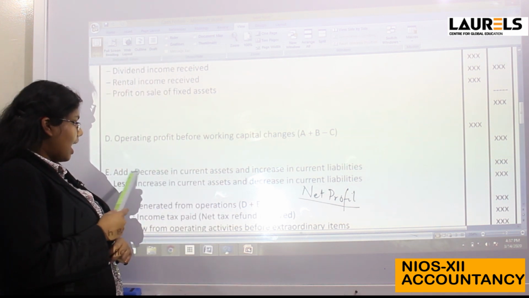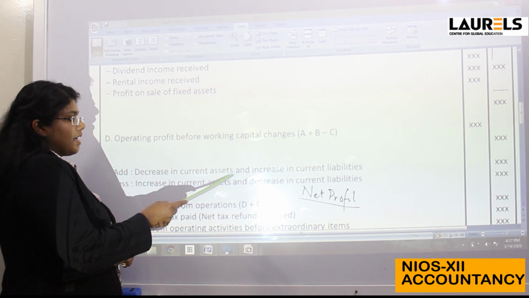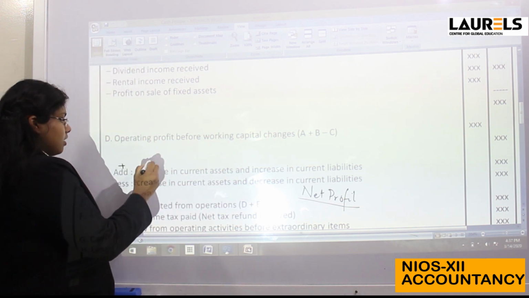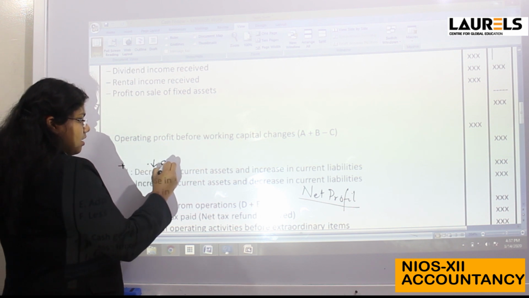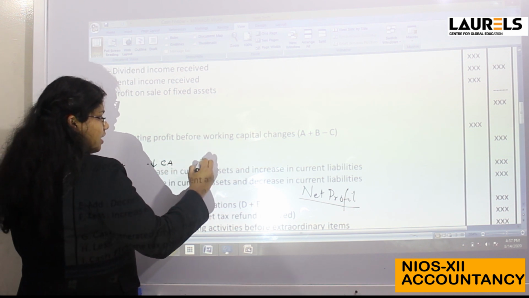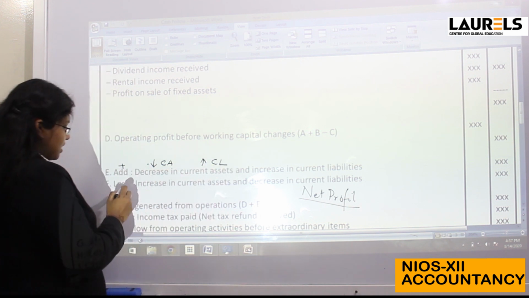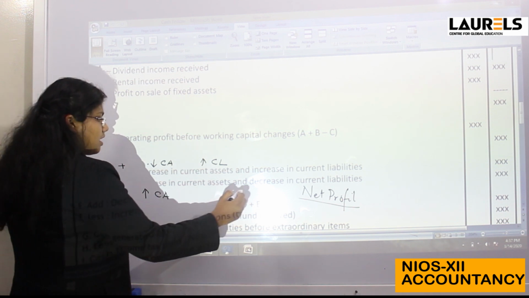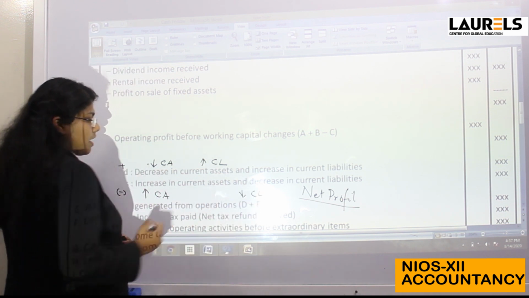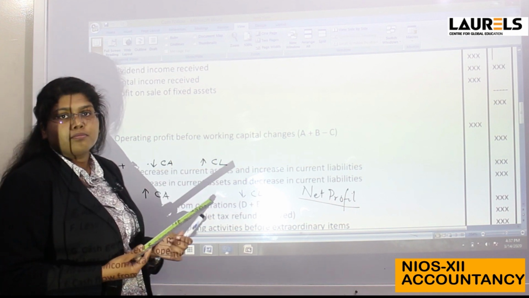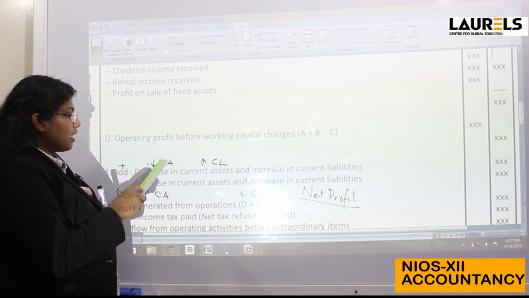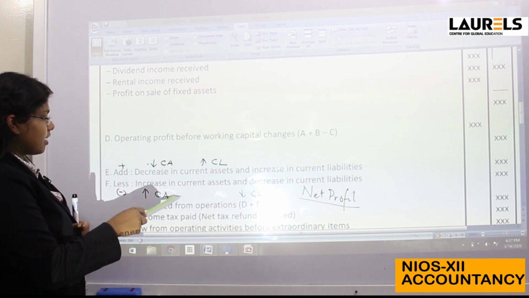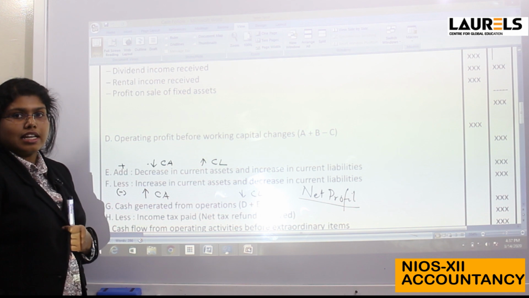Then we have our add items, decrease in current assets and increase in current liabilities. So we add decrease in current assets and increase in current liabilities, and we deduct increase in current assets and decrease in current liability. You can learn this by heart as: decrease in current assets and increase in current liabilities add, and increase in current assets, decrease in current liabilities less.